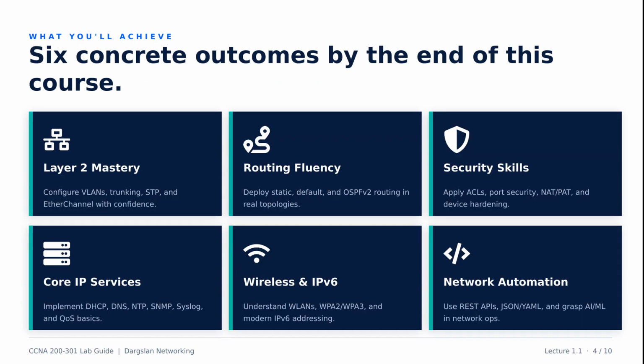Let me show you exactly what you'll be able to do by the end of this course. You'll master Layer 2, configuring VLANs, trunking, spanning tree, and EtherChannel. You'll deploy routing fluently with static routes and single-area OSPFv2. You'll apply real security: ACLs, port security, NAT, device hardening. You'll implement core IP services: DHCP, DNS, NTP, SNMP, and QoS basics. You'll understand modern wireless and IPv6, and you'll grasp network automation, REST APIs, JSON, and the role of AI in network operations.